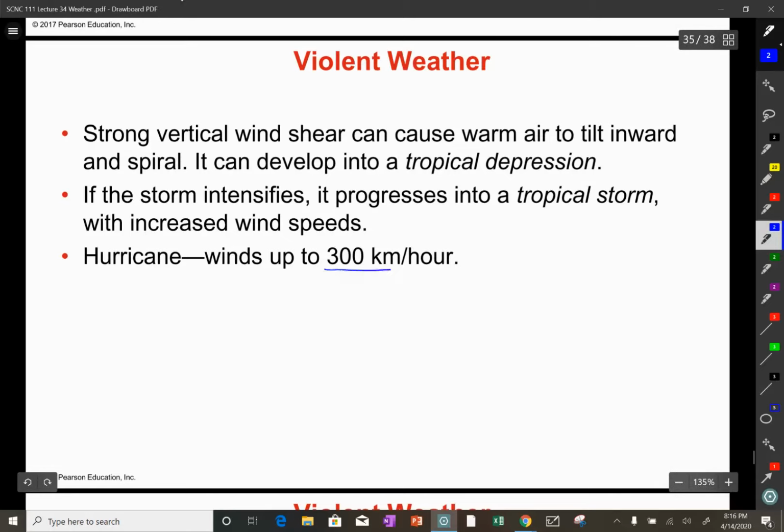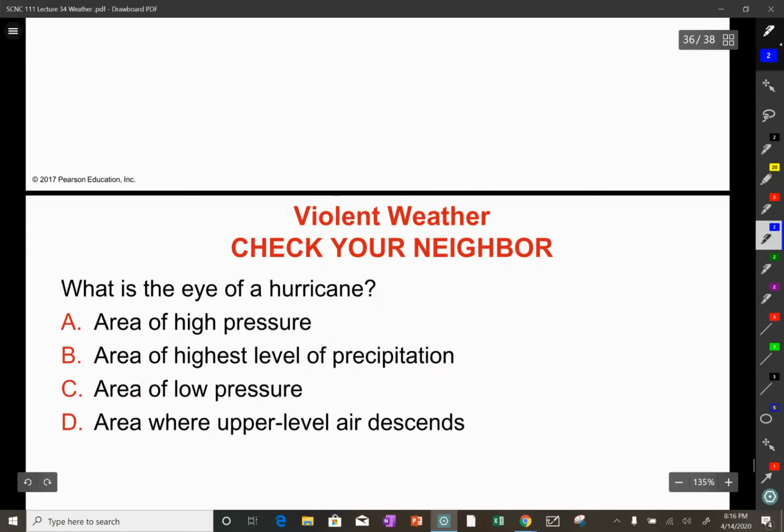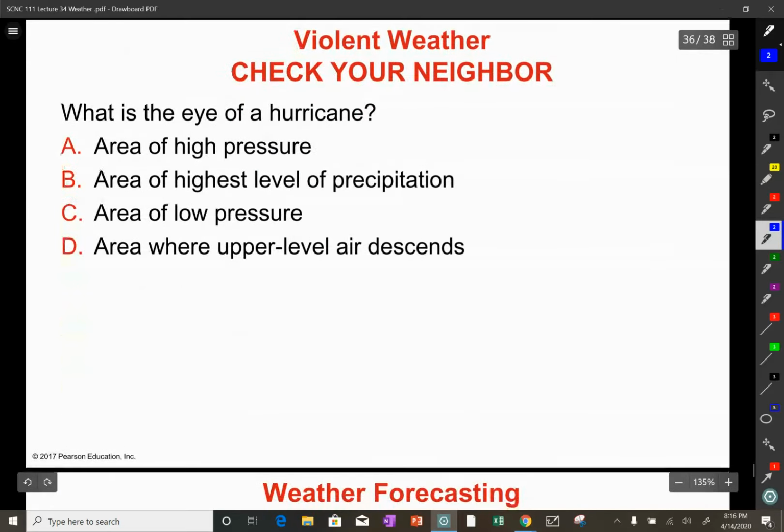Hurricanes have winds up to 300 kilometers per hour. That's like 200 miles an hour wind. That's really extensive. Here at my house in Colorado, we have winds that might be 100 miles an hour. Now, that's half of what you get in a hurricane. It's still pretty amazing, let's be honest.